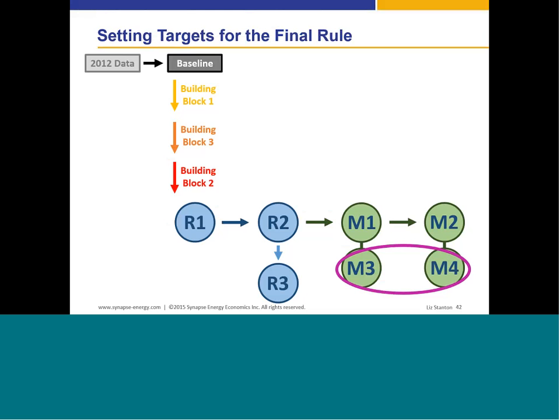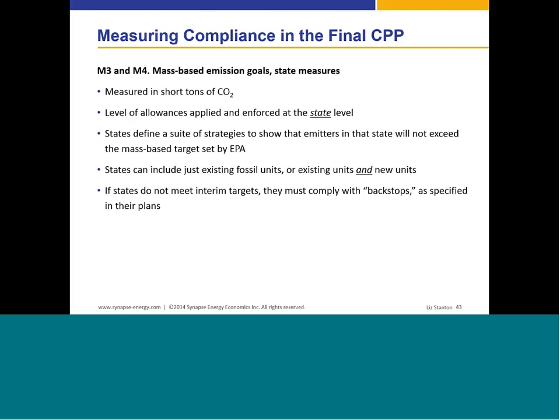Very briefly on M3 and M4, the idea with these is they're actually the same targets as M1 and M2 respectively. One's about existing, one's about existing plus new. The difference is in how the state complies with that, how the state also sort of demonstrates to EPA that it's able to comply, that it's going to comply in the future. M1 and M2 are more directed at being unit-specific, at being rules or requirements placed on units.